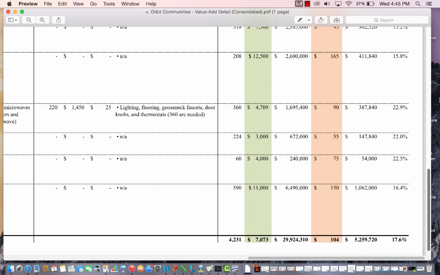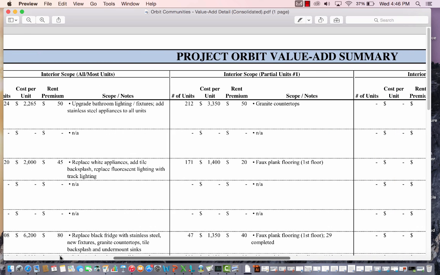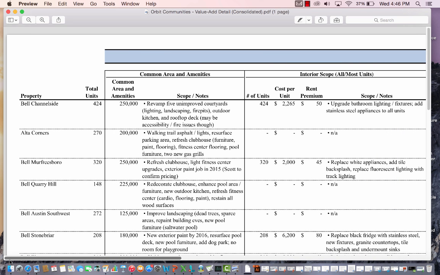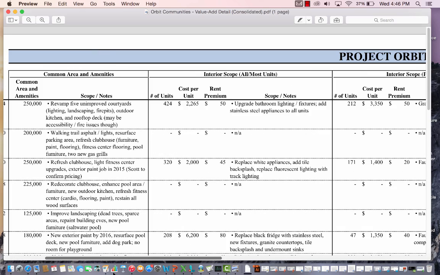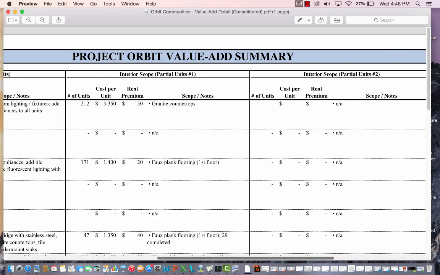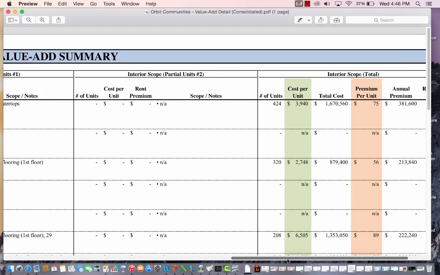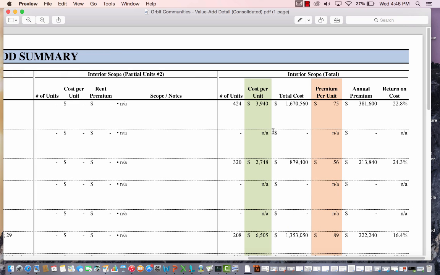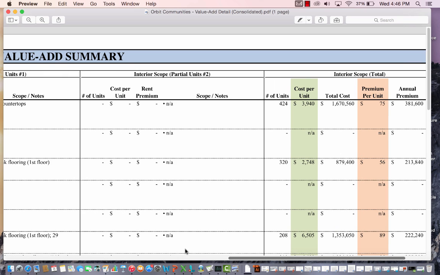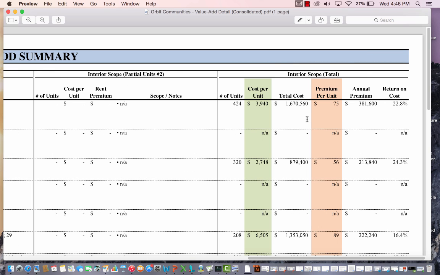If, for instance, we were working on another one of these assets that had two scopes, like this Channel Side deal that has an interior scope on most or all units and then a partial scope, we would underwrite the entirety, this scope here, across every single unit. We would not be underwriting these individual scopes. We would just be underwriting the aggregate scope here, the total.